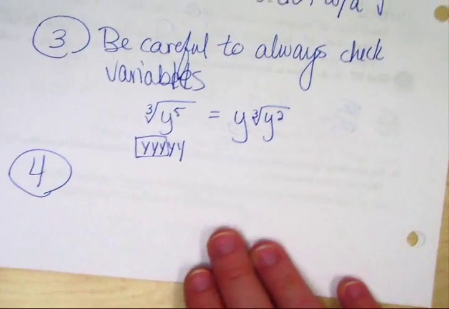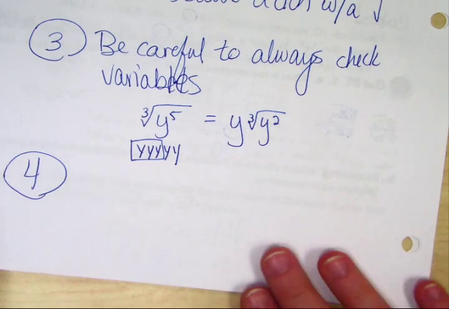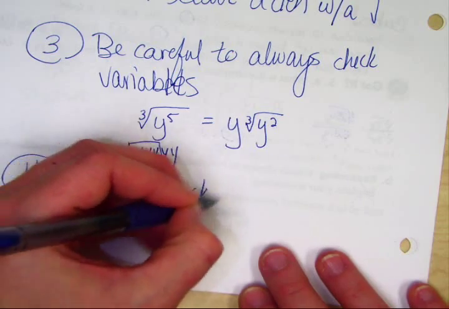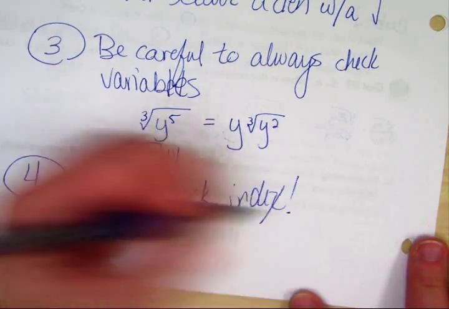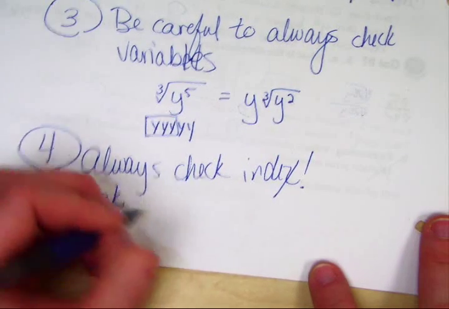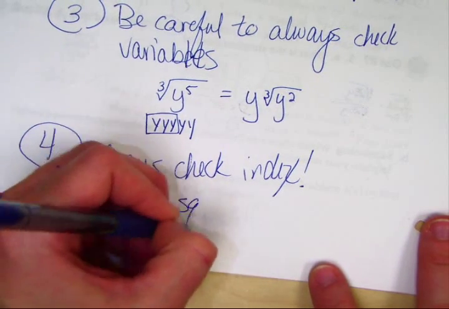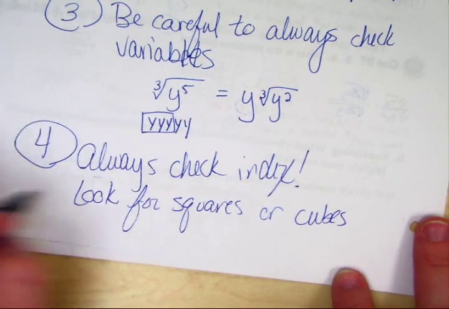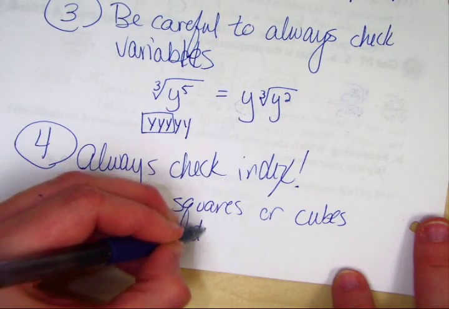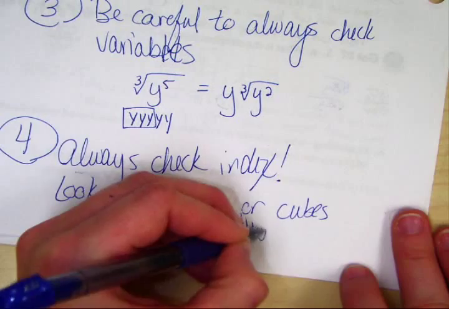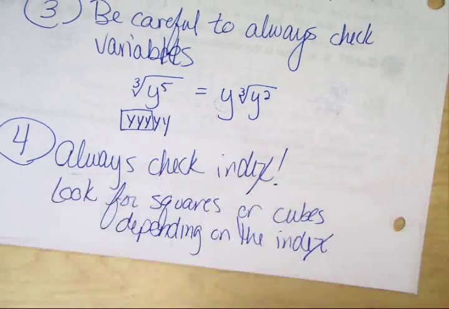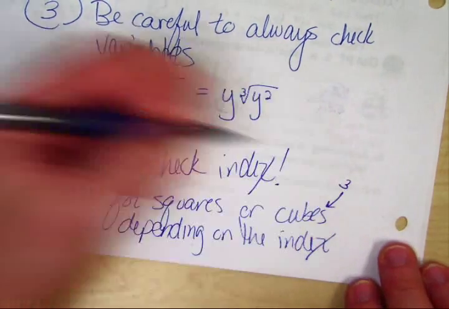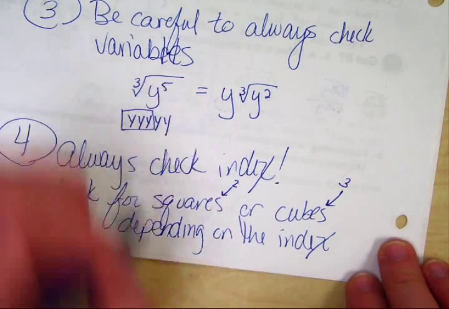But number 4 is probably the one that throws most people off. In fact, I had to redo one of my videos. Always check the index. Look for squares or cubes depending on the index. The index is 3. Don't look for squares. Okay? Cubes is if you have an index of 3. Squares is if you have an index of 2.